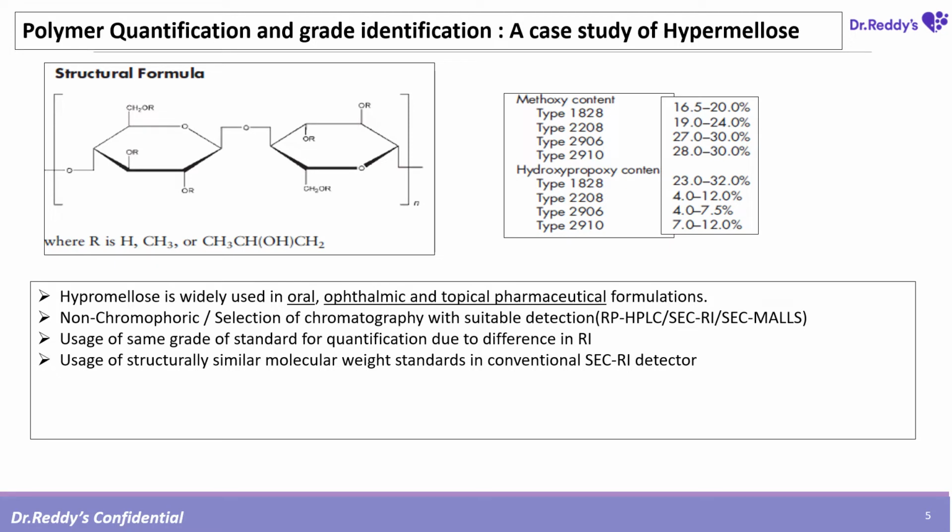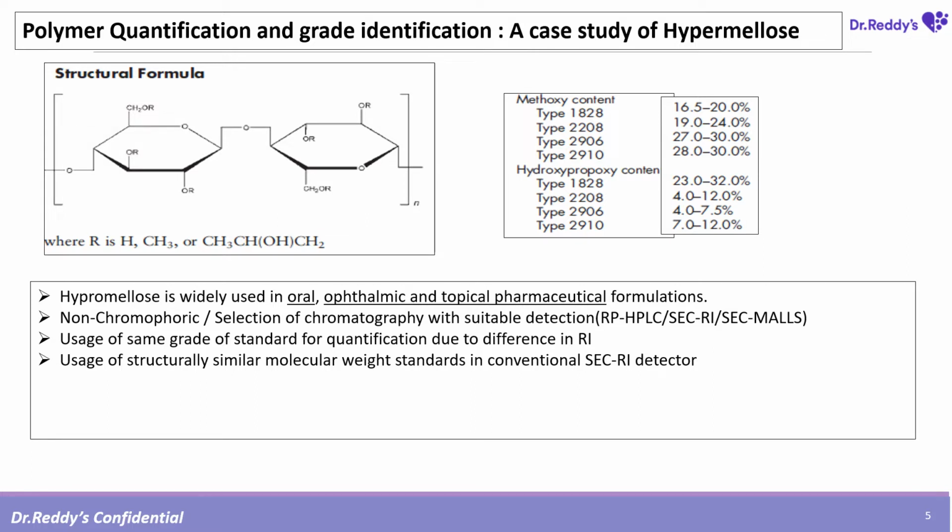As a case study, I took hypromellose, which is HPMC. This is the molecular structure of HPMC, which is widely used in oral, ophthalmic, and topical formulations. Being non-chromophoric, selection of chromatography is very important to understand the right quantitation tool, and also the grade, so the molecular weight and substitution are very much essential to understand.